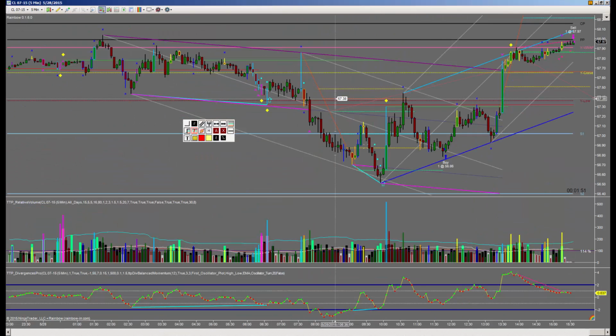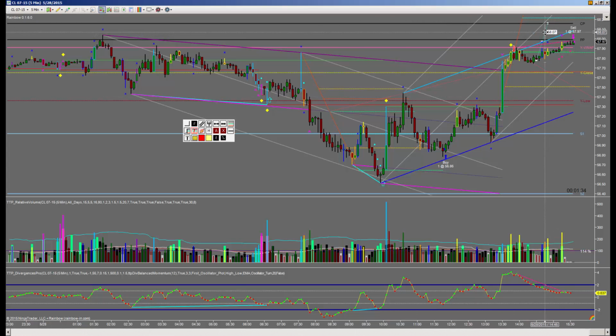Okay, so that's what I did. I got in right here. We made it to the target, which is up here. I mean, I could have gotten out right there. Would have been a great exit, but I was holding for a little bit more. I was thinking, well, give it a shot. Maybe it'll just break right through all this.